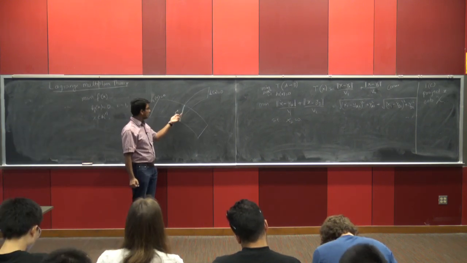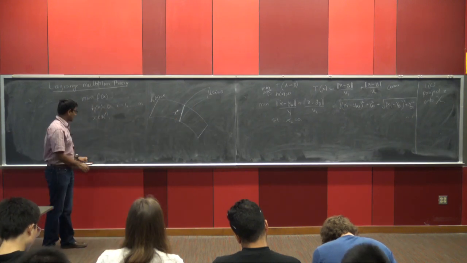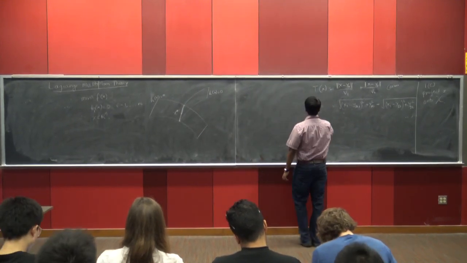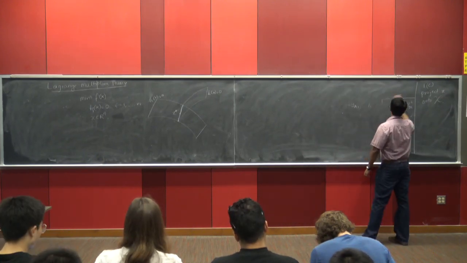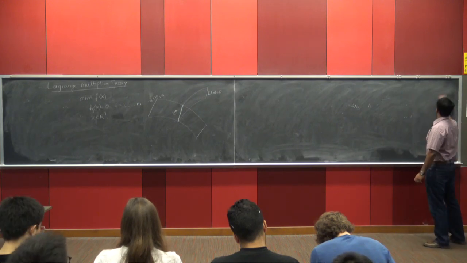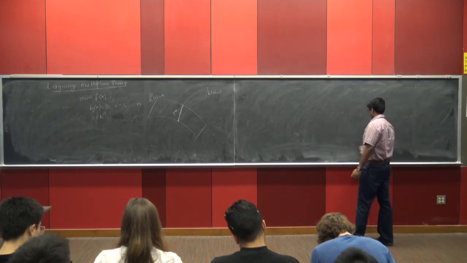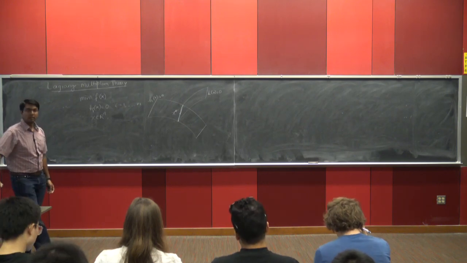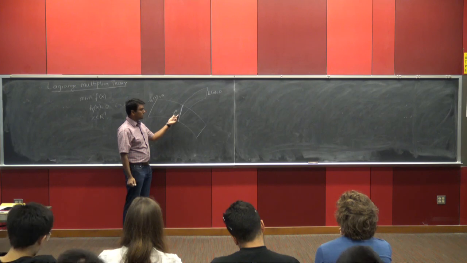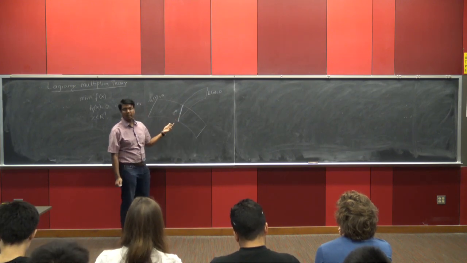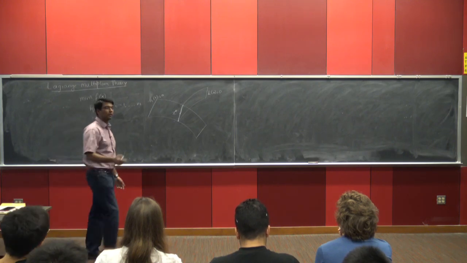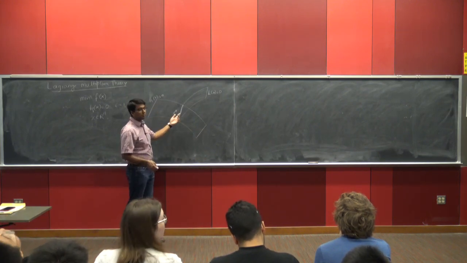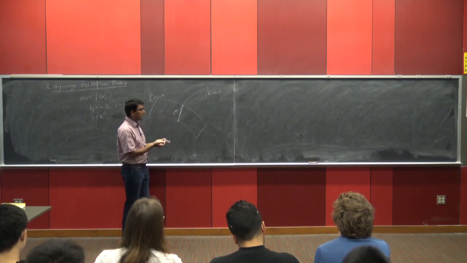So if this is a local minimum, what condition should this x star satisfy? Let's pause for a moment and think about it. Any thoughts? If x star is optimal, what conditions should this point satisfy? Gradient. Well, do you need the gradient to be equal to 0? Probably not. The gradient may not be 0 because you are on a constrained surface.